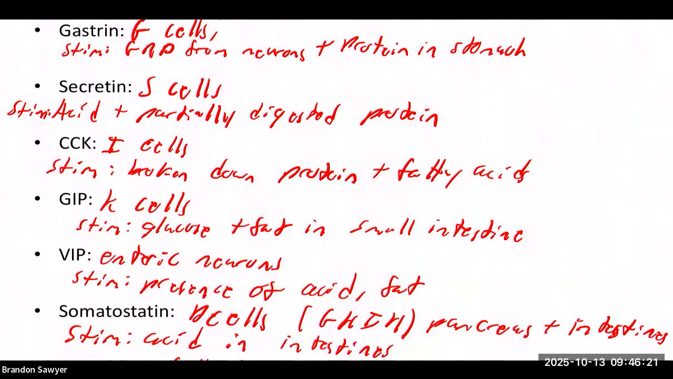Yeah, so CCK, I cells, again, broken down proteins and fatty acids there, okay? GIP is from the K cells, and that is going to be when we have glucose present and fat present in the small intestine, we'll get GIP release.